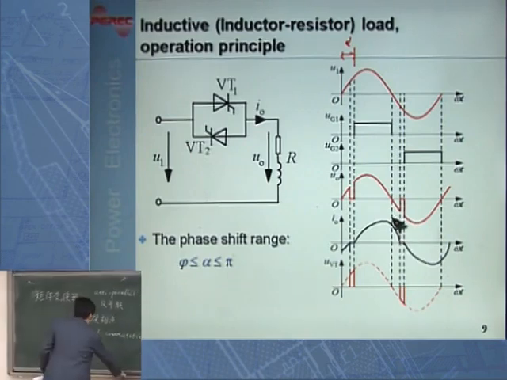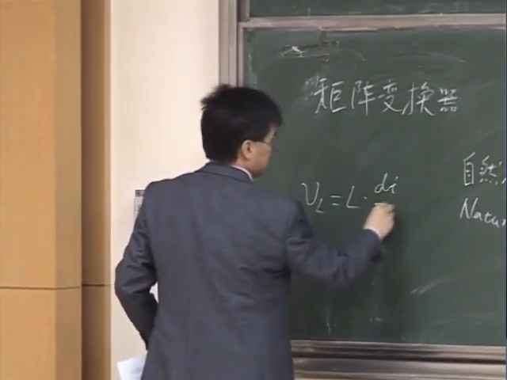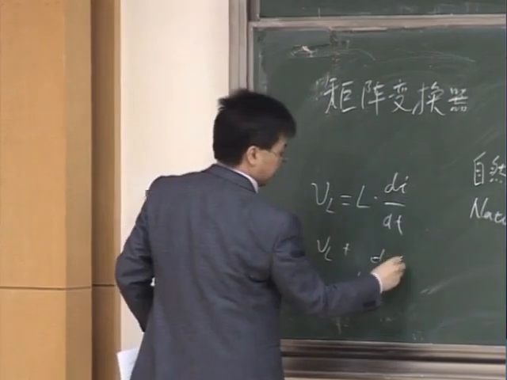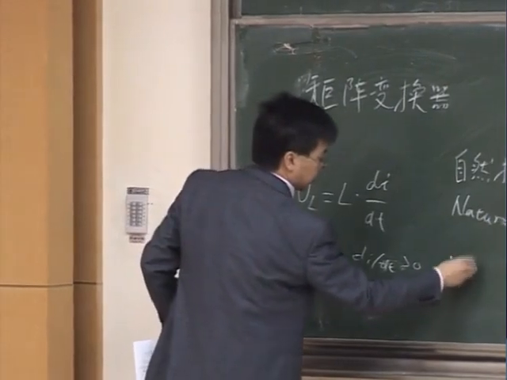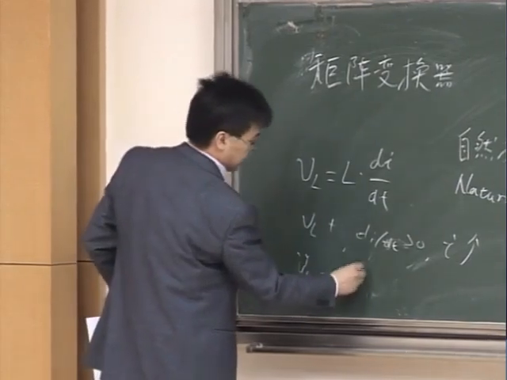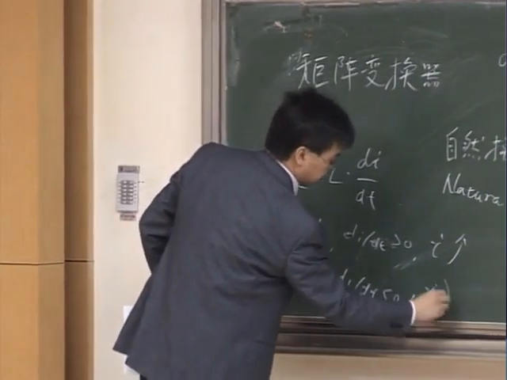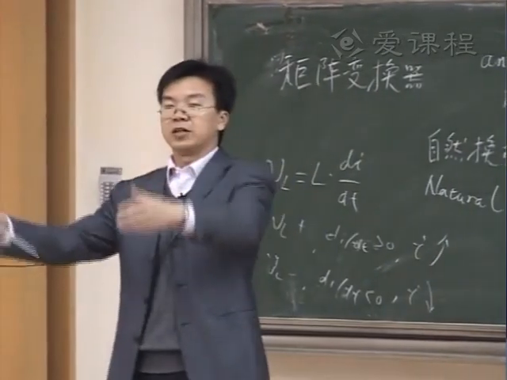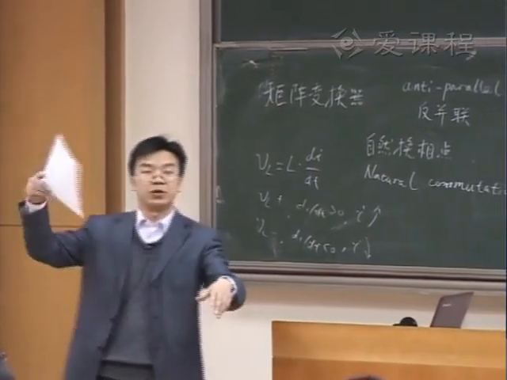You still remember for inductor, the inductor voltage is always equal to L di/dt. When this inductor voltage is positive, then di/dt will be positive, and therefore the inductor current will be increasing. When inductor voltage is negative, di/dt will be smaller than 0. Therefore, the inductor current will be decreasing. It's always like this. So the energy will be firstly stored in the inductor, and then when the voltage is getting negative, the energy will be released.